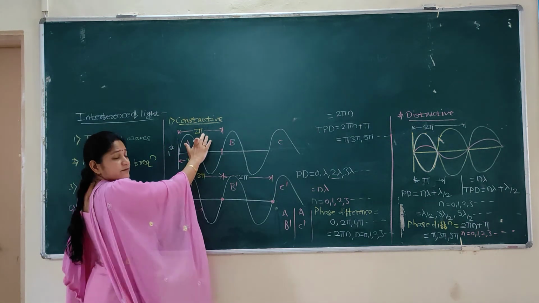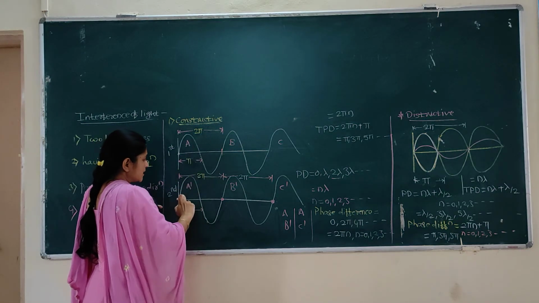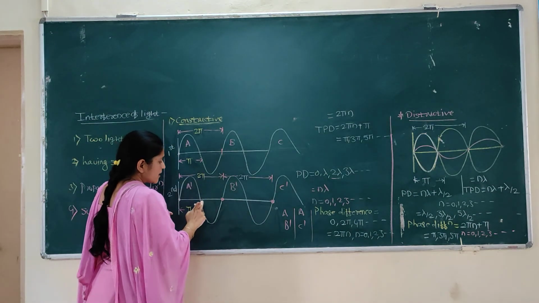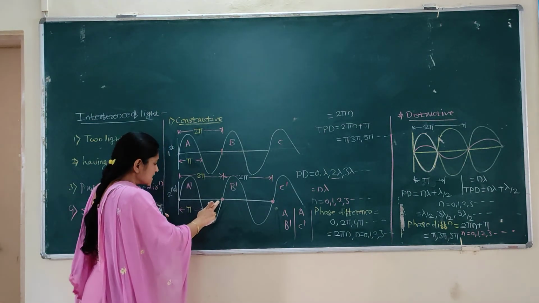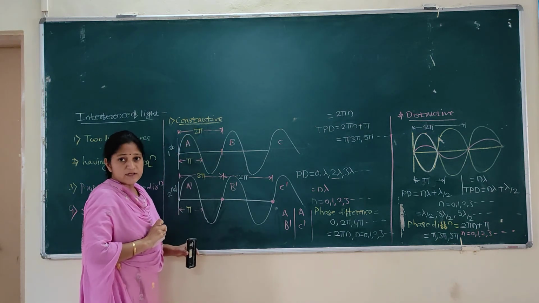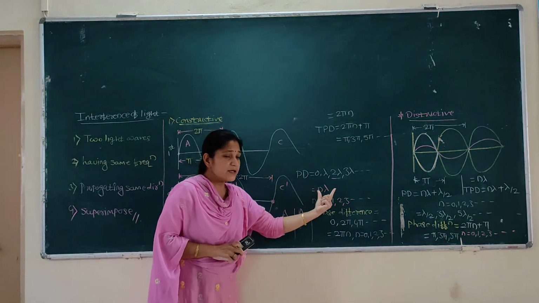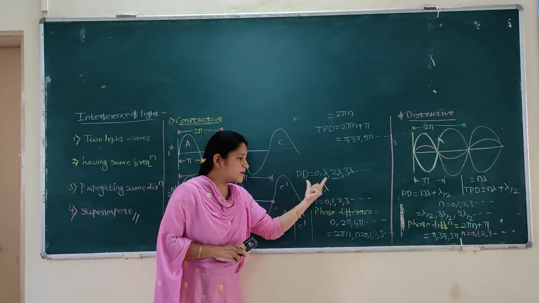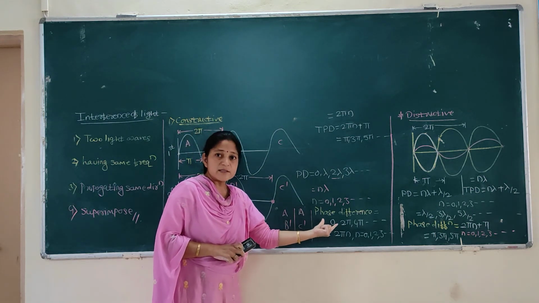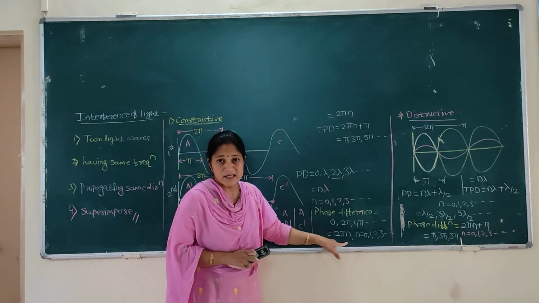Now, what does constructive interference mean? If the crest of one wave overlaps with the crest of another wave, or the trough of one wave overlaps with the trough of another wave, then the resultant amplitude is maximum, and it is said to be constructive interference. Now the condition for constructive interference is n lambda. This is the path difference condition for constructive interference. Similarly, the phase difference condition for constructive interference is 2 pi n.